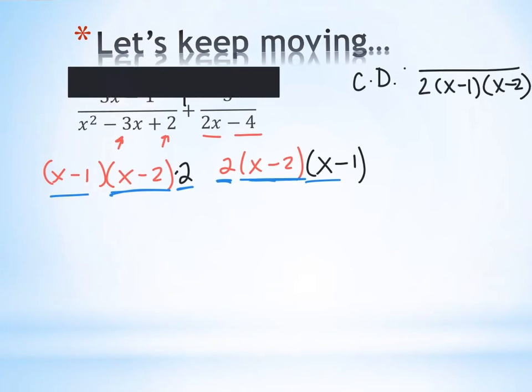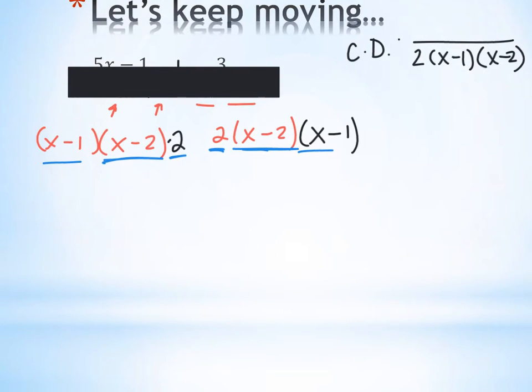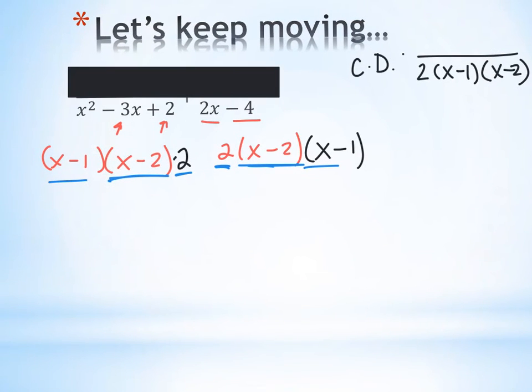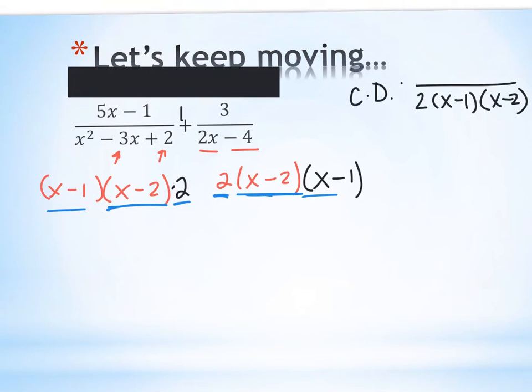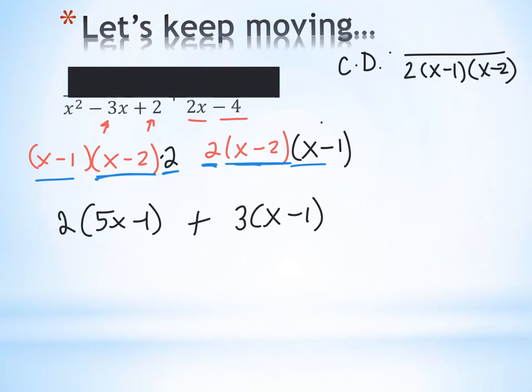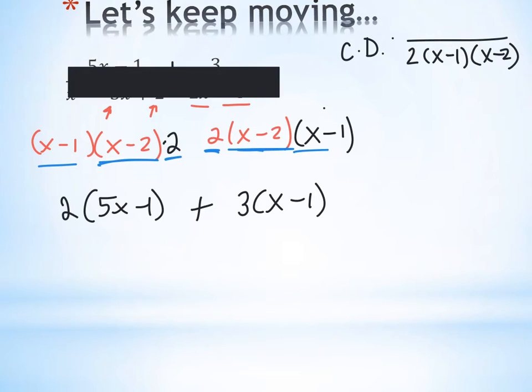Now what I can do is start moving towards my numerators. And so the idea behind that is I need to look at what that numerator is and what I multiplied it by. Here I multiplied on the left side by 2. That was the only factor that I included in there. So I need to take that up to the top. So 2 times 5x minus 1. Now on the other side, I multiplied by a factor of x minus 1. So that's plus 3 times x minus 1. So now that I have this, I can go ahead and start multiplying or factoring this through.